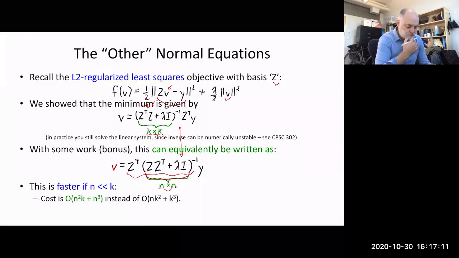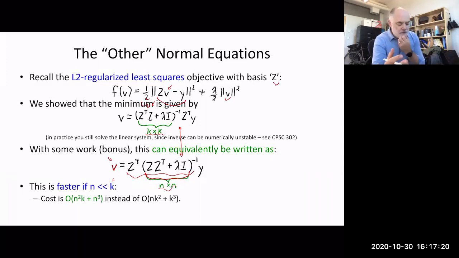Now, if n happens to be smaller than k, then solving the L2 regularized least squares objective is faster if n is much less than k. Because all of the complexity, this is an n by n matrix, you have to invert that, that's n cubed, forming the other one is n squared k. So this is smaller than this if n is much smaller than k.